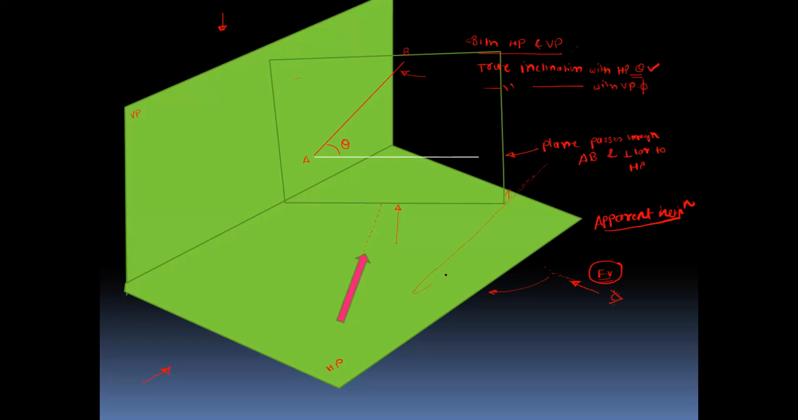From this direction we can observe the true inclination, and at the same time we can observe the true length of the line. If you observe from this direction, we will get this length, which is equal to the true length. But if you observe from the front direction, we will not observe the true length; that will be the reduced length, and this reduced length is nothing but the actual front view.